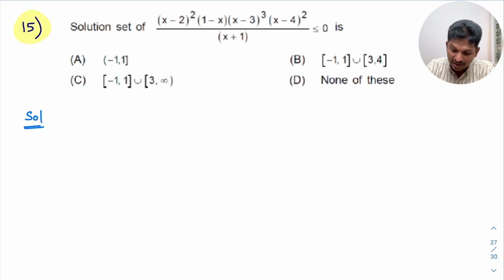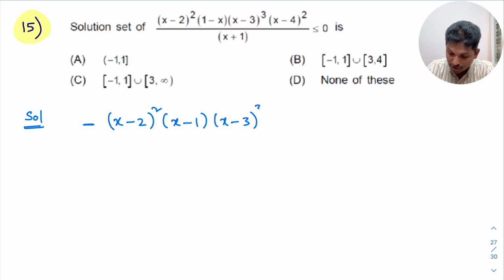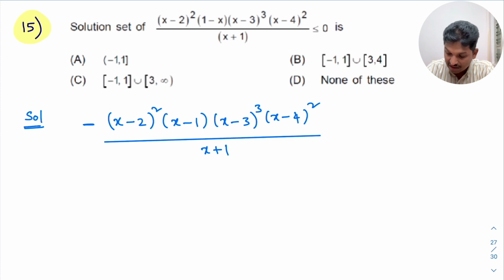Okay, what I'll do? I'll write this problem as it is. Here 1 minus x is there. Na? I'll take minus common and I'll write it as x minus 1. Okay. So just to get into that exact form, x minus 2 whole square. Here 1 minus x is there. Na? In that I taken minus common. Okay. Now this will become x minus 1 into x minus 3 whole cube into x minus 4 whole square divided by x plus 1 less than or equal to 0. I hope you understand this step.